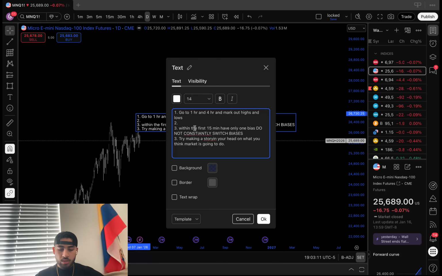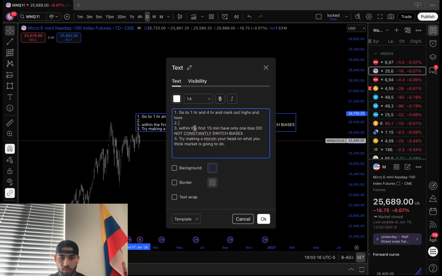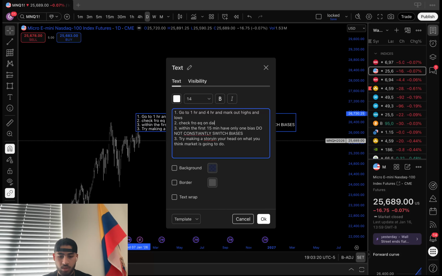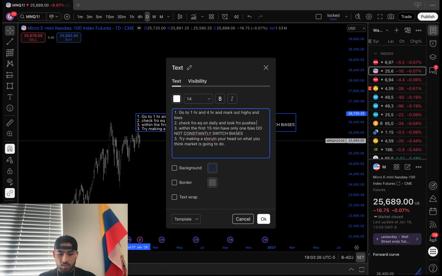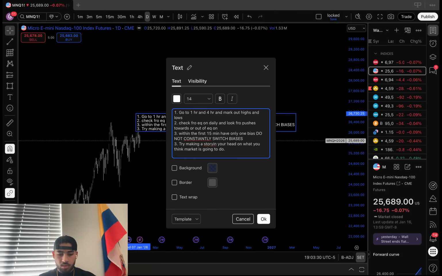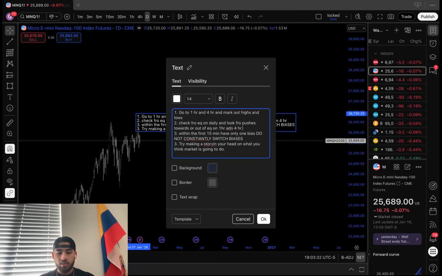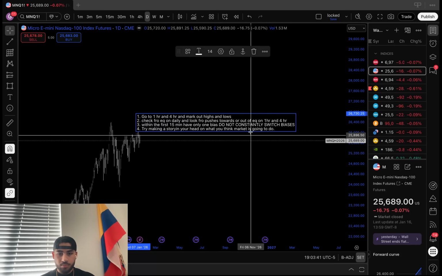Two is gonna be: check for EQ on daily and look for pushes towards or out of EQ on 1 hour, 4 hour. I'll show you what that means right now. It's like... four.